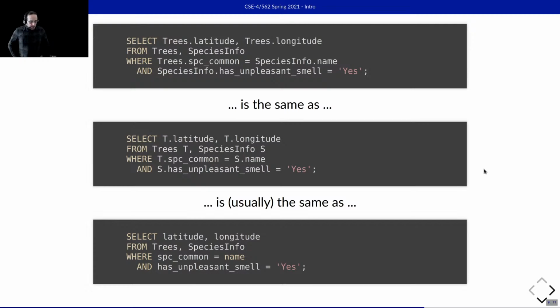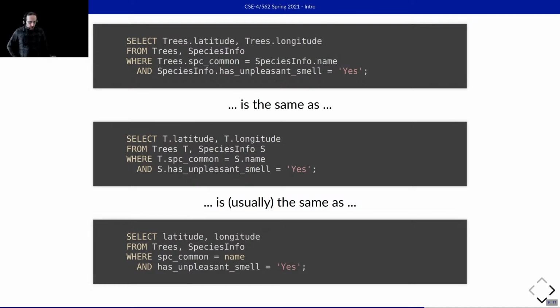Now, this is also an opportunity to talk about aliases or range variables. Using trees or species info, the full name is often a little bit cumbersome. So you can always take tables, relations, and alias them, either by putting trees as T or just trees T for short. That essentially just means throughout the query, we're going to use T dot and then the attribute name to refer to that particular table.